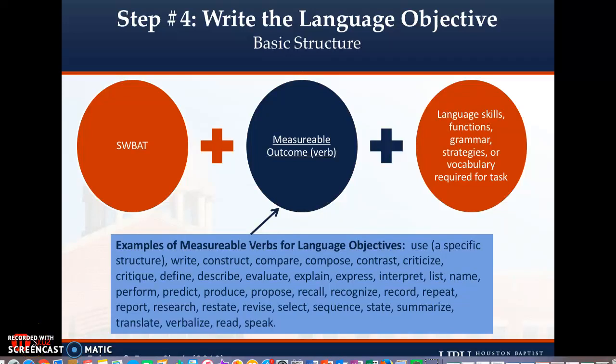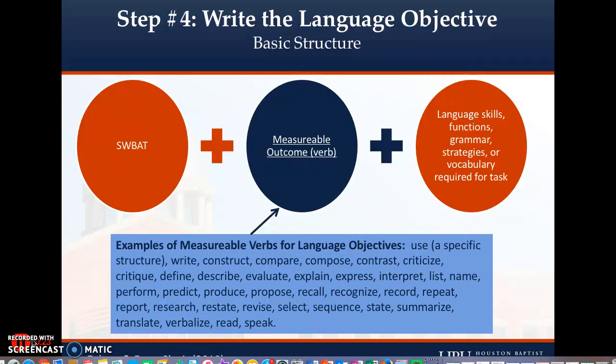Okay, so as we continue, we'll look at step 4. So the last part is to then take your assessment of what the language needs are and use that to write a language objective related to the content lesson. So the basic structure of a language objective is very similar to the basic structure of a content objective.